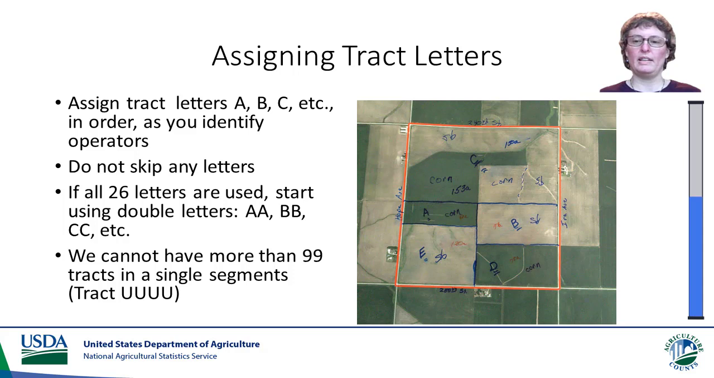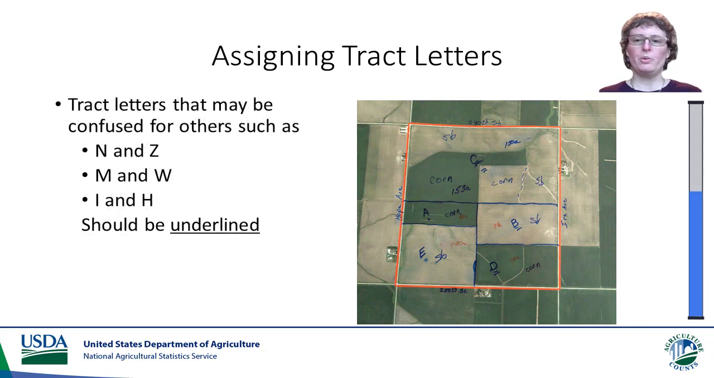Our systems do not allow us to have more than 99 tracts in a single segment, which would be up to tract letter UU. That's 4 U's. If you run into this problem, please contact your supervisor for strategies as to how we could potentially consolidate some of the tracts into a larger non-ag tract to conserve letters. When you're recording tract letters on the photo, any tract letters that could potentially be confused with others should be underlined. However, like what you see in this photograph, it doesn't really hurt to underline everything that you have.